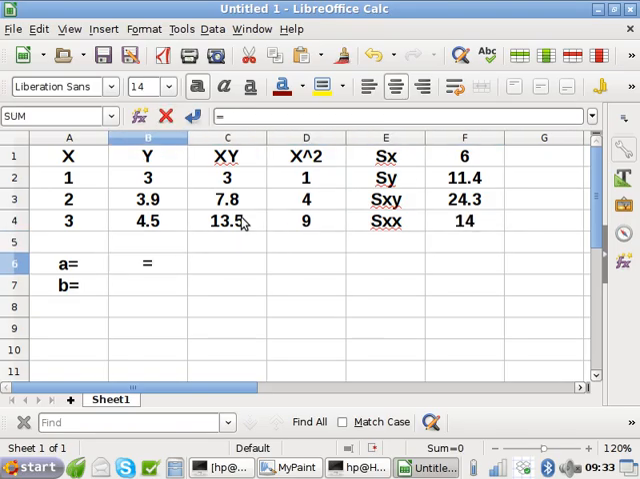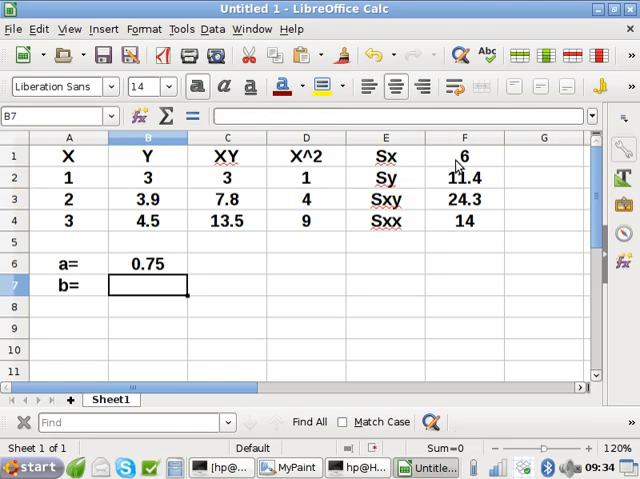Okay, can you read out the formula? What's the formula? It's n. So what's n here? It's 3. 3 multiplied by Sxy, isn't it? Yeah. So 3 multiplied by 24.3, minus Sx multiplied by Sy. Divided by n, which is 3, multiplied by Sxx, which is 14, minus Sx multiplied by Sx. 0.75. You know, it's close to what I was guessing.